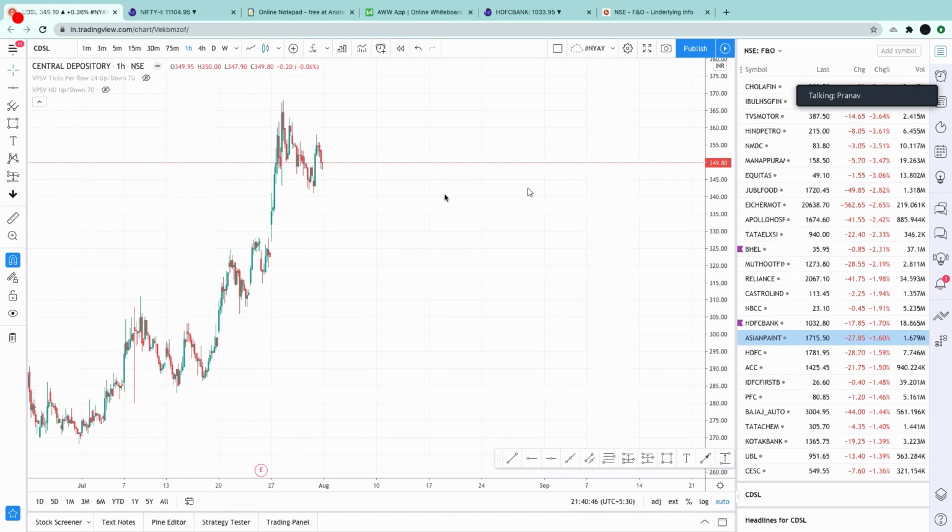Many say forex is safer than stocks. There's risk everywhere, man. There's no such thing as this is safer, this is unsafe.